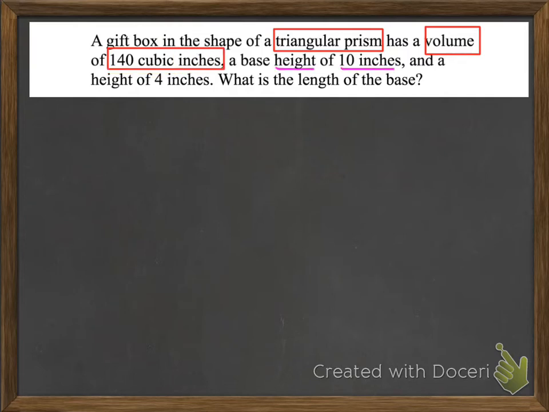Then it says a base height of 10 inches. Now, notice I didn't underline base. It's because I don't want you to get confused because it says base height. I'm only going to underline height because what they're saying, though, with base height is that it's the height of the triangular base. It's not the height of the prism. So, and then it says in a height of 4 inches. So that height that it's talking about here, this is the height of the prism itself. So that is the prism height.